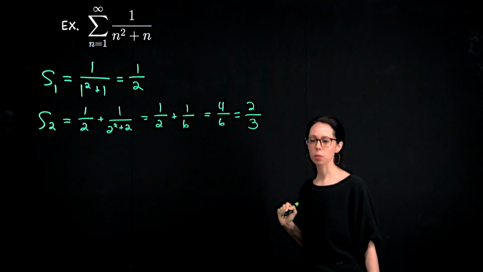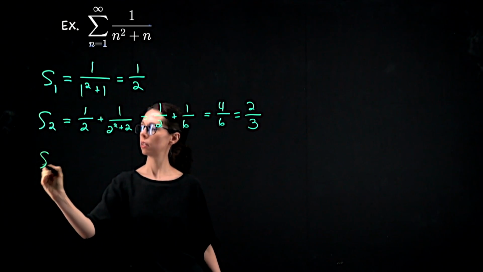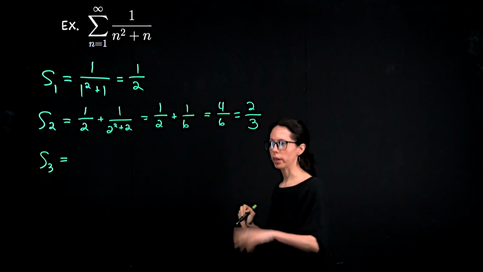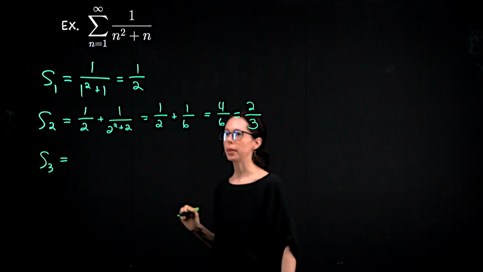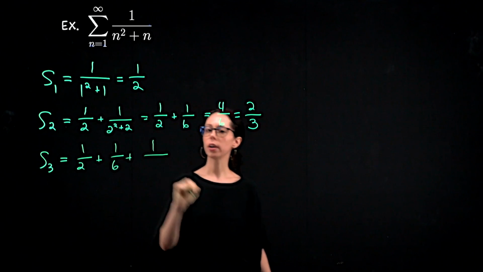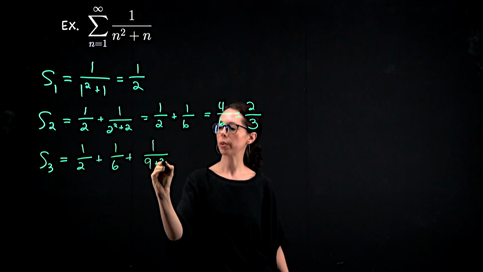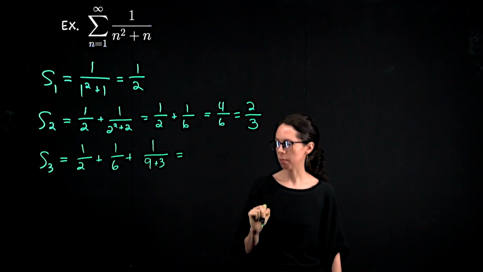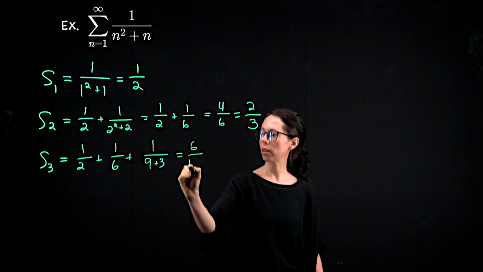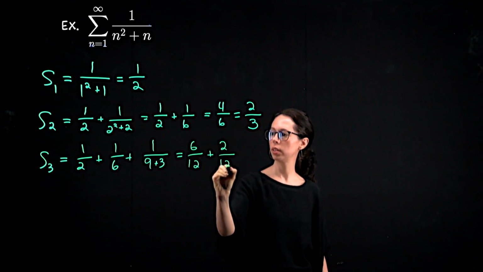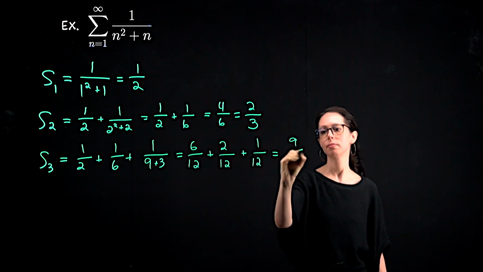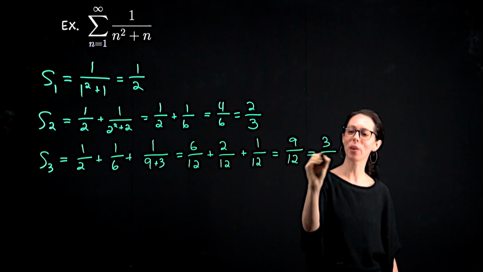Let's proceed on to the third partial sum, s sub 3. I will write out all three terms and then I'll show you a shortcut with s sub 4. So s sub 3 is going to be 1/2 plus 1 over 6 plus 1 over 3 squared plus 3. So 9 plus 3, which is 1/12. Okay, I'm going to convert all these to a common denominator so I can actually add them together. So this is going to be 12. So 6 over 12 plus 2 over 12 plus 1 over 12 is 9 over 12, which divide everything by 3 is 3/4.